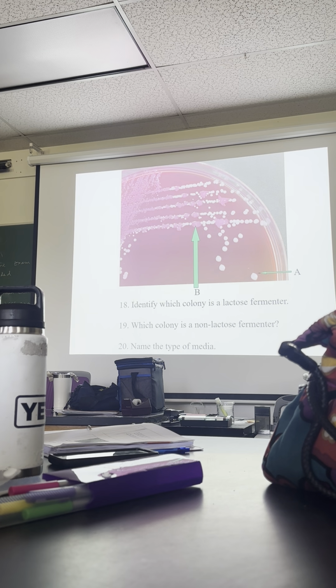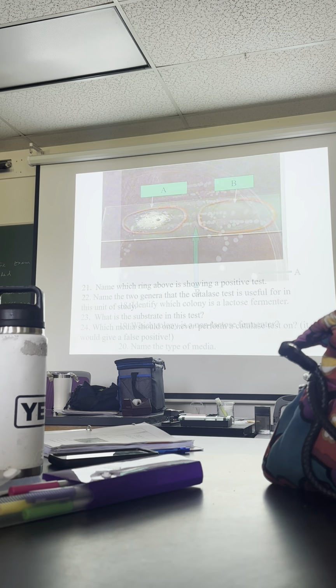All right, this is MacConkey. On MacConkey, which one, A or B, is a lactose fermenter? B, that's correct. The big one. So in MacConkey, crystal violet and bile salts are added. Why? Inhibit gram positive. What's the principal substrate in MacConkey? Lactose. And what is the pH indicator in MacConkey? Neutral red. That's correct.